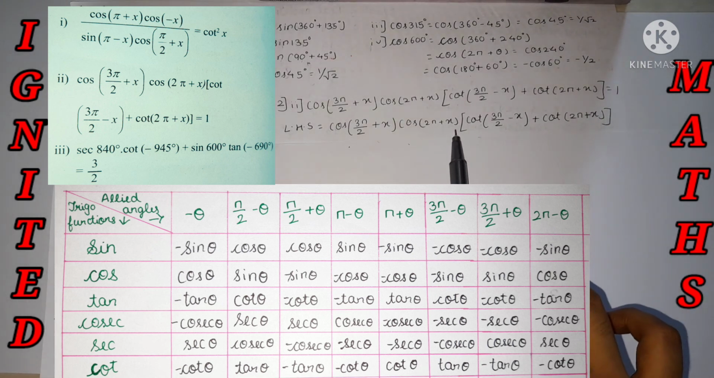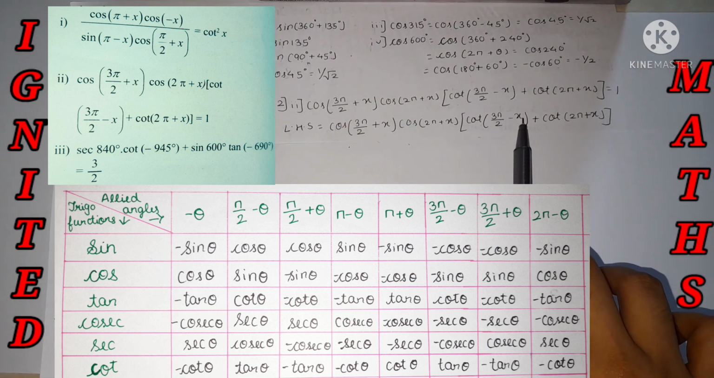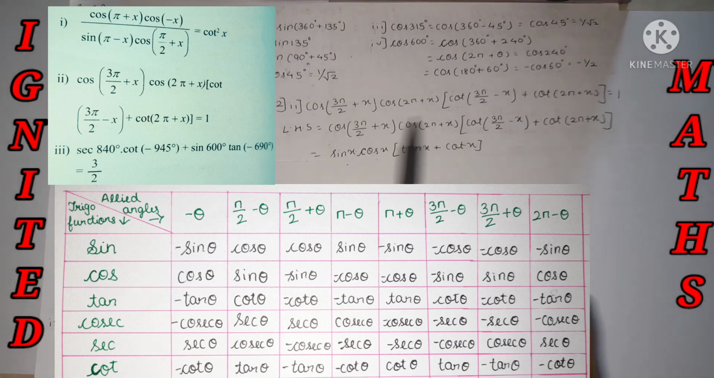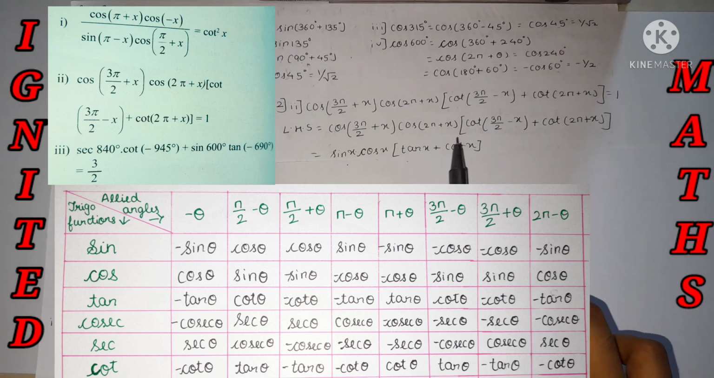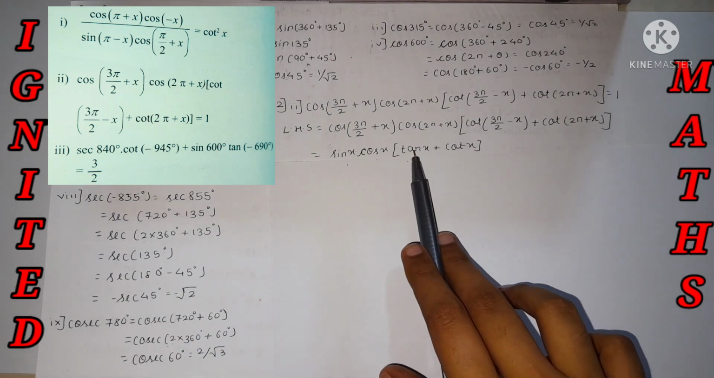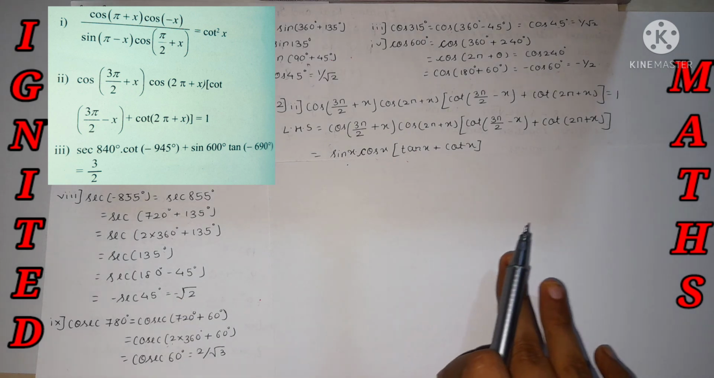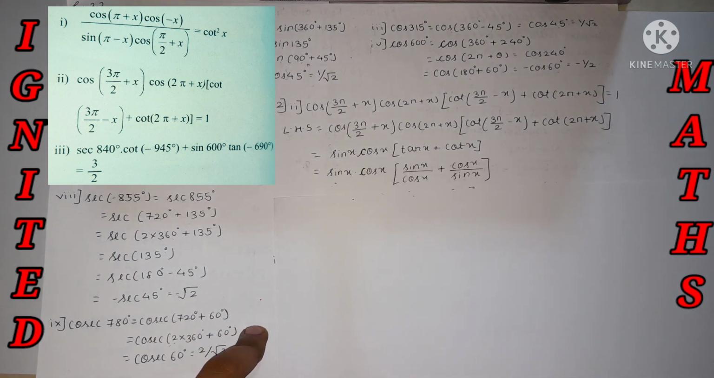Over here cos(2π + θ), over here cot(3π/2 − θ), over here cot(2π + θ). Yes, by the allied angles we can find each and every trigonometric function. Over here, tan x + cot x is nothing but sin x / cos x plus cos x / sin x. Yes, according to tan θ, just put the value as it is.